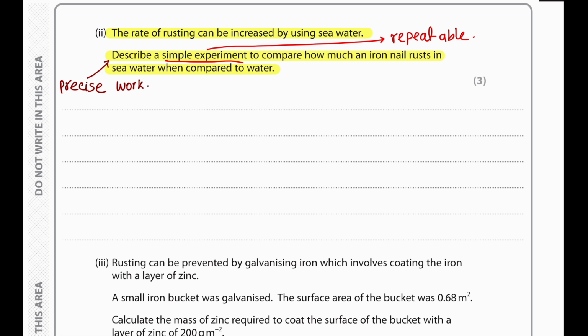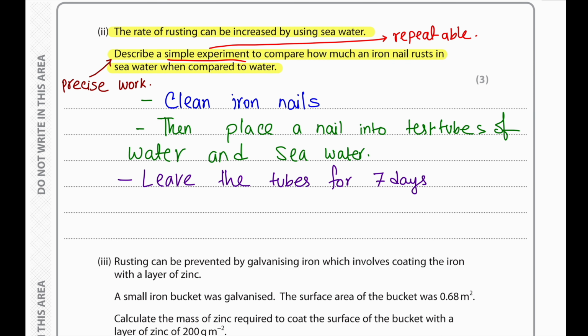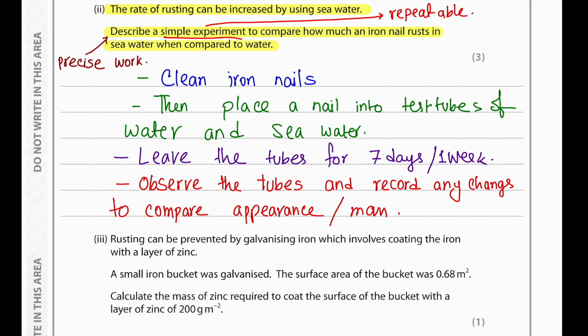So the answer can be written in this way. Iron nails are cleaned, then they are placed into test tubes of water and seawater. The test tubes are left for a period of 1 week. Then the test tubes are observed and any changes recorded to compare the changes in their appearance. To get full marks, only 3 points will be necessary from the 4 points.